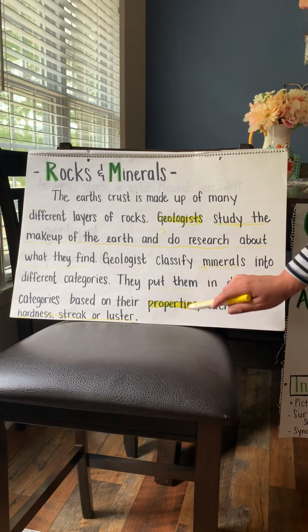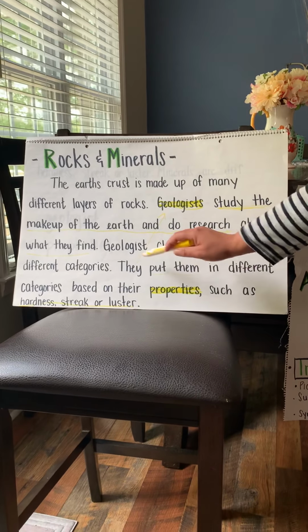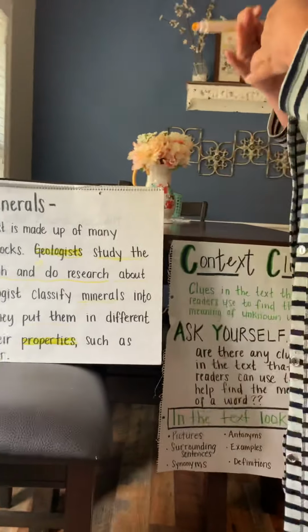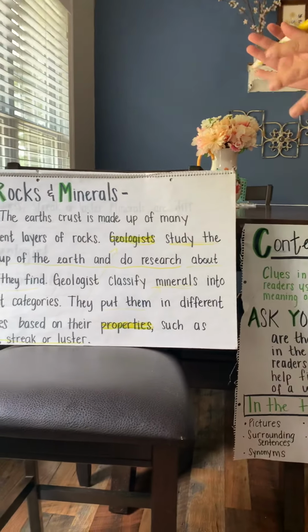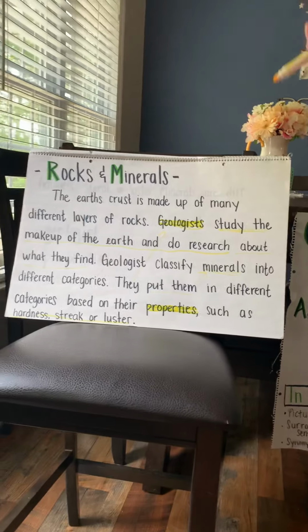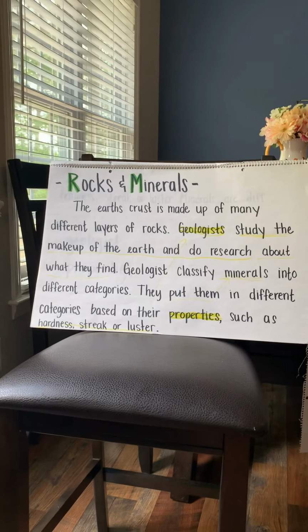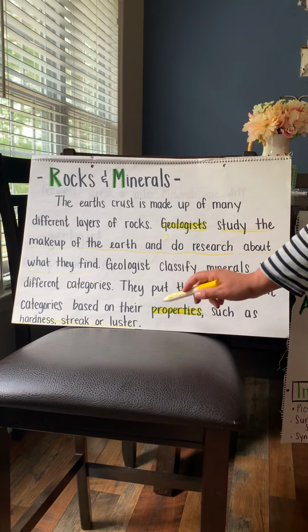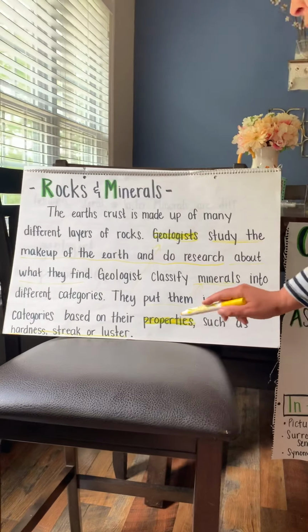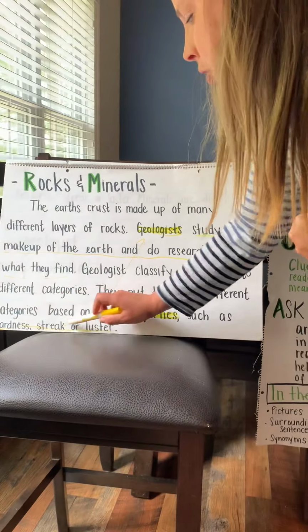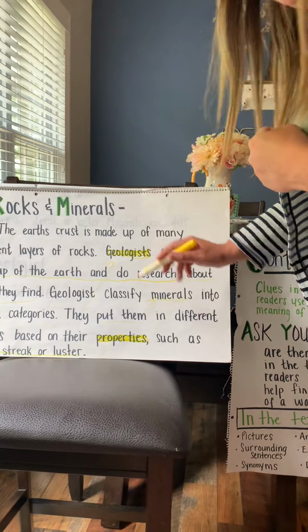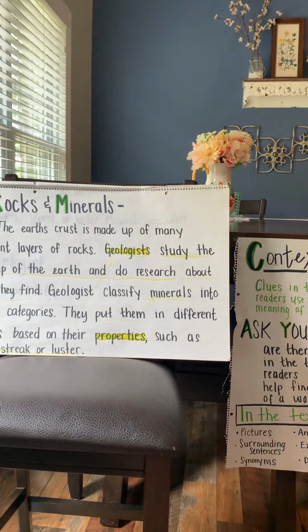This one was a little harder because we had to go up and we had to go above and we had to go down, and you really have to think about it. And you know what? You may think you're going a little silly because you're going to be saying it over and over. Properties, hardness, streak, and luster. They put these minerals into these categories based off of their properties. What are their properties? Hardness, streak, and luster. It does not matter how many times you have to read it. You read it until you fully understand it, okay?